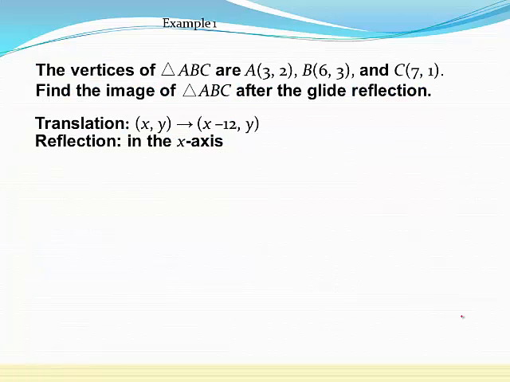So let's see what we got. We have the vertices of triangle ABC are A (3, 2), B (6, 3), C (7, 1). Find the image of ABC after the glide reflection. So we're going to first do the translation. That's 9.1. And then after we do that, we do the reflection. So the translation means we're going to move each one of these x values to the left 12. And then after we do that, we're going to reflect it and use our elementary counting principle to count how far away it is from the x-axis. Or you can use the 4 rules. It's going to give you the same thing.